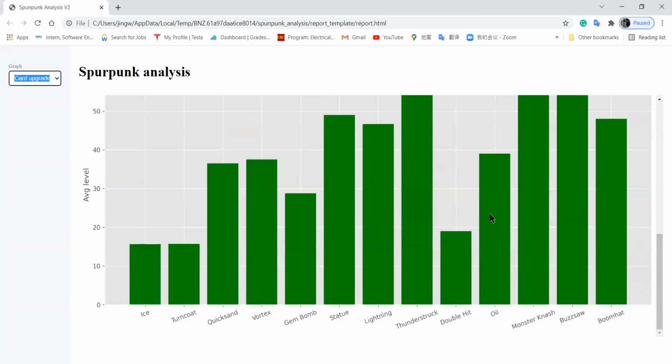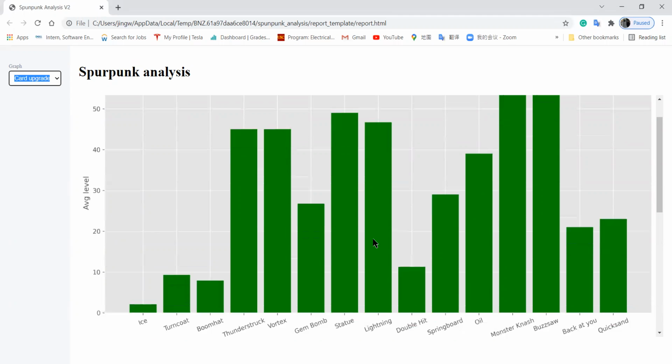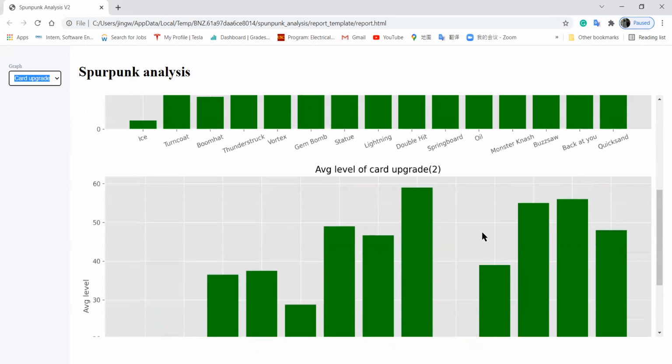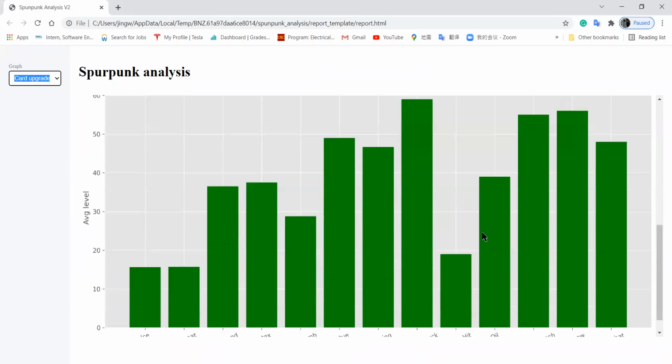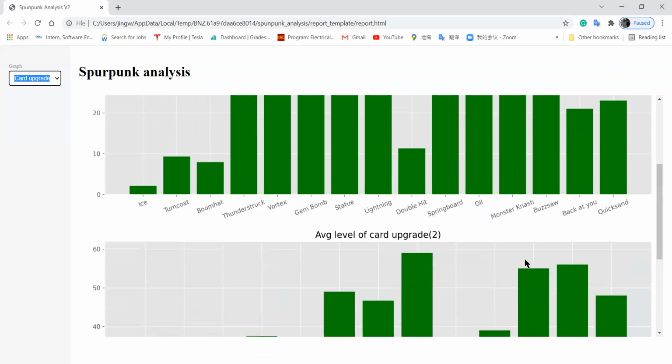And that's the card upgrade. That means one player has enough resources like coins and gems. So this is the first time the player chooses to upgrade, and this is the second time the player chooses to upgrade. We can compare the two graphs to know in the second time the user might choose to upgrade some new card or to upgrade some old card. We can know which card is popular or least popular, and there are also some cards which were never upgraded.